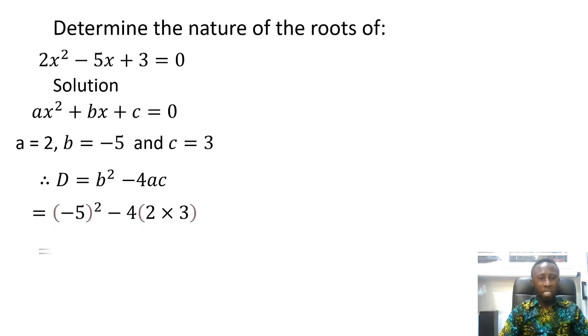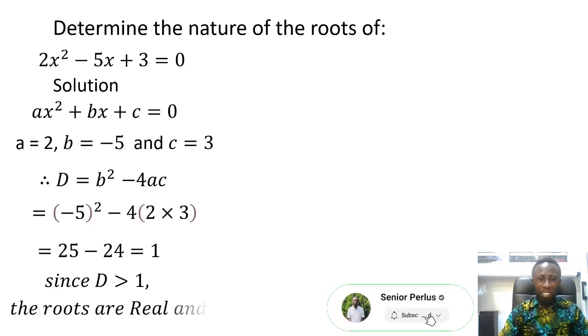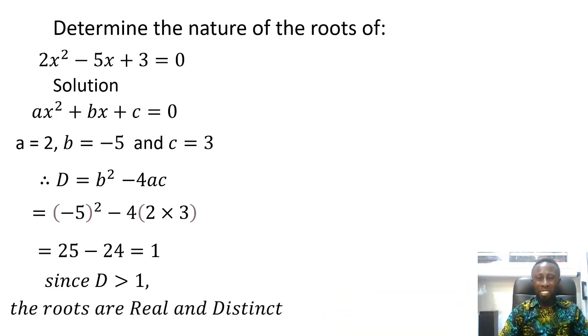So our D, this is our substitution. Therefore, our D is what? Is 1. Since D is greater than 0, then what's the answer? The roots are real and distinct, because if D is greater than 0, then it's a real and distinct root. So if you solve this quadratic, you get two different answers. You can try it and compare. So it's a real and distinct root. This is how you go about it. As easy as that.